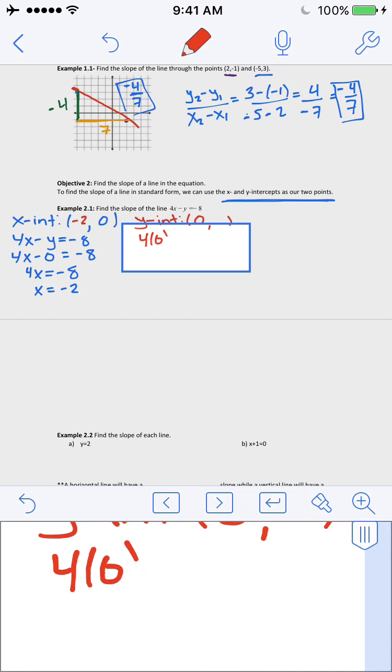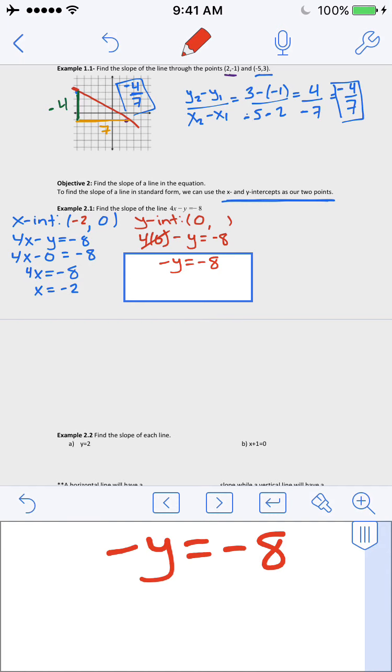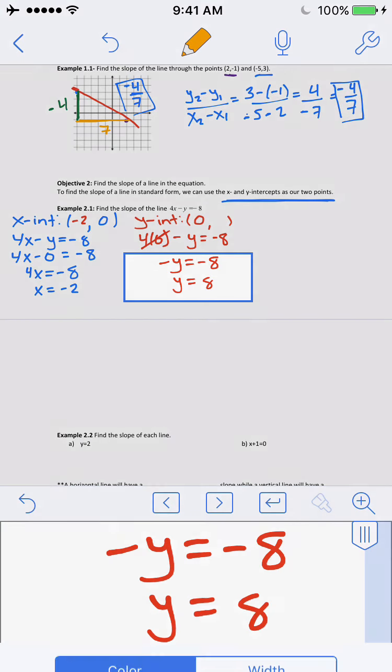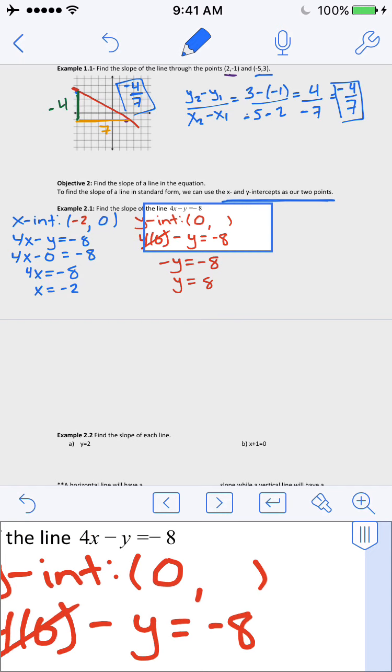4 times 0 minus y equals negative 8. Anything times 0 is just going to go away. So it would be 0 minus y, and 0 minus y doesn't change anything. So minus y equals negative 8. And then divide by negative 1, you get y equals 8. So for x equal to 0, let's do green, let's do green that's not ugly, y is 8.